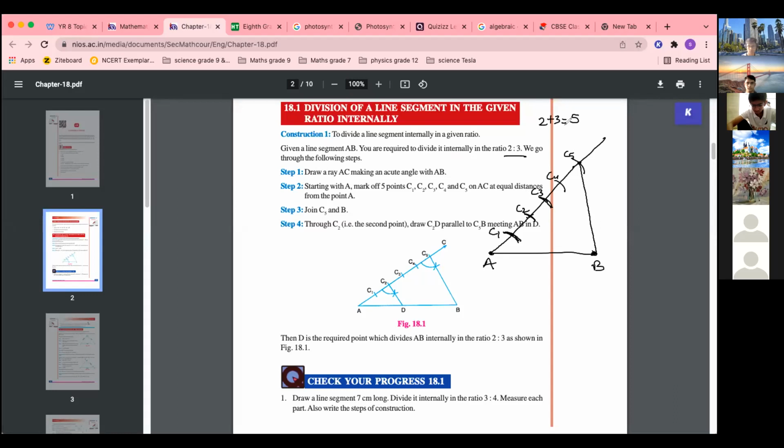Take a scale. Here, with the scale, we have drawn this. Shift the scale parallelly to here. As it reaches here, draw a line parallel to this. Okay, so see, this is a parallel line.